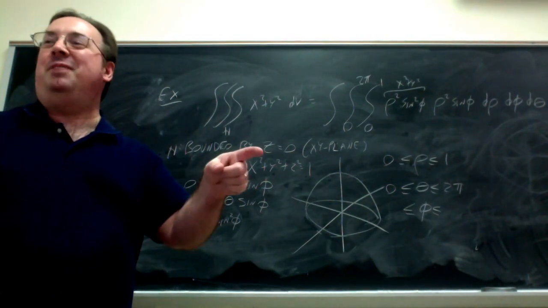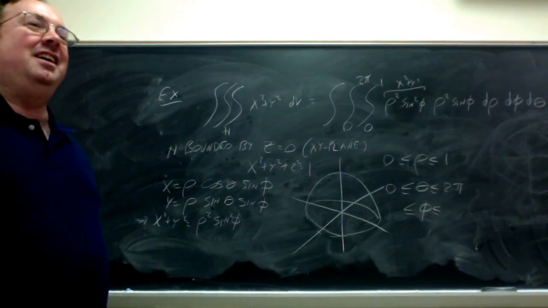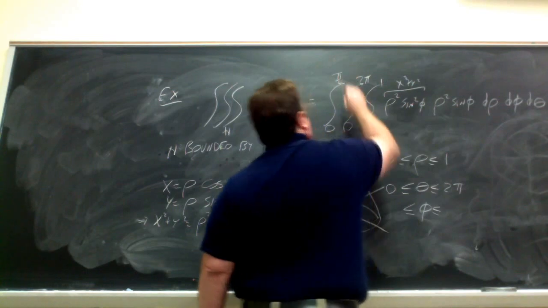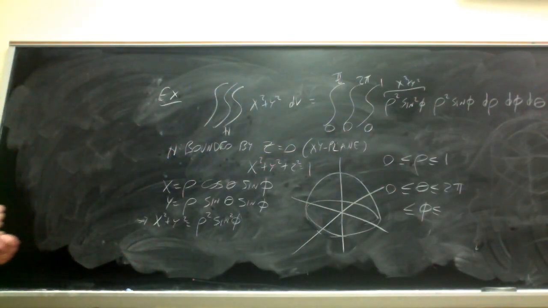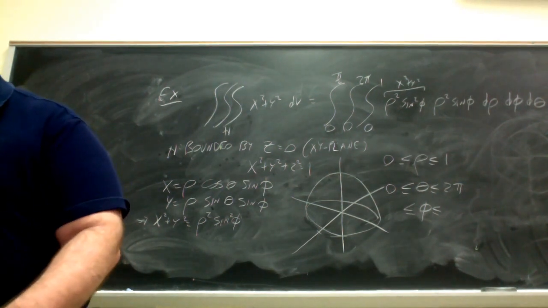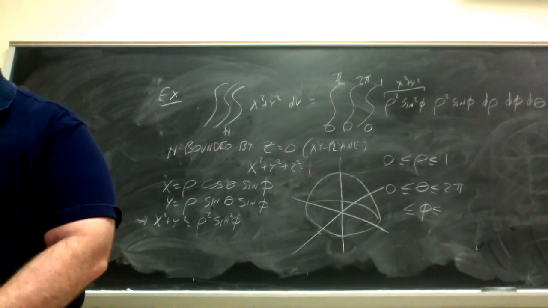Both of you were half right, but 0 to pi over 2. North Pole is 0, and then pi over 2 is the equator. Okay. So now the integral is set up, and thankfully everything turned out to have constant limits.